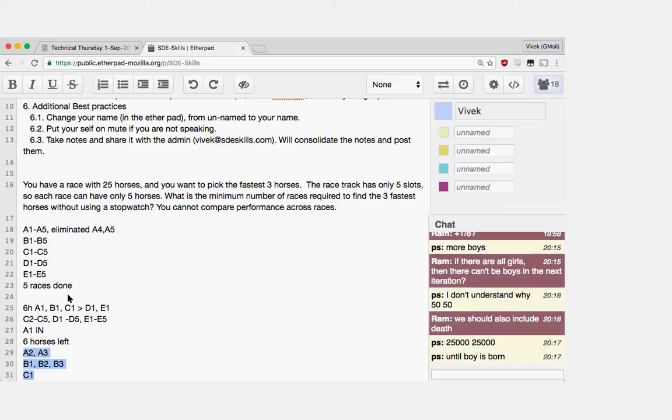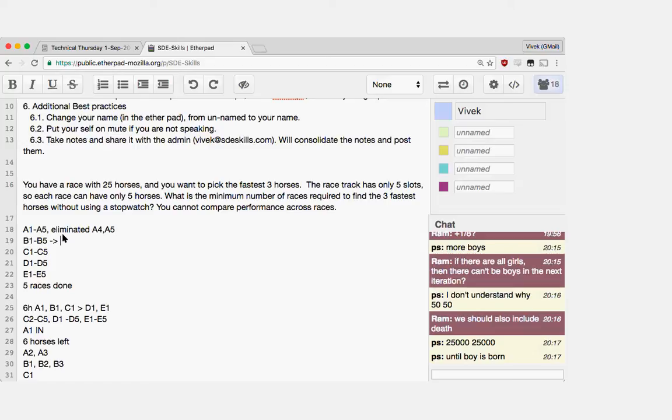Okay. Vivek, I don't get it. Go ahead, what's your question? I'm not able to follow this logic. Let's take one step at a time. We did race 1 where we raced horses A1 through A5. We got A1, A2 came second, A3 came third. So A4, A5 cannot be the answer. We eliminated them, correct?